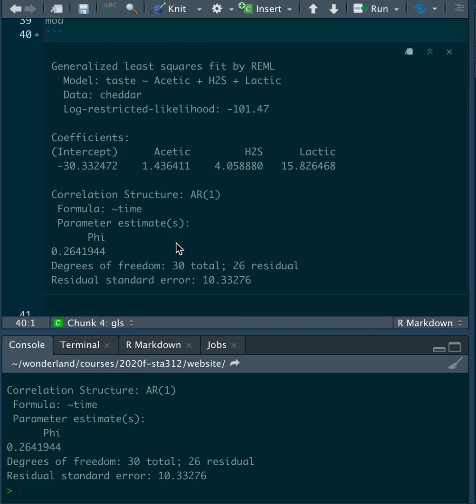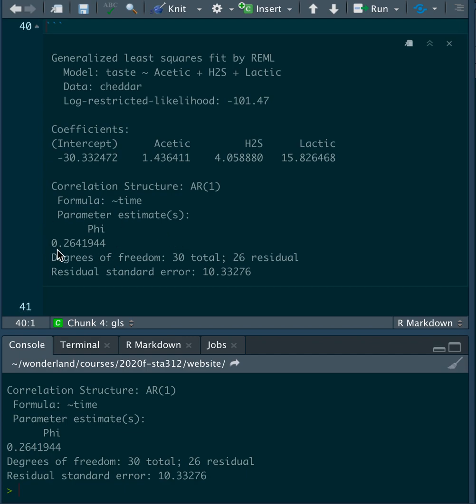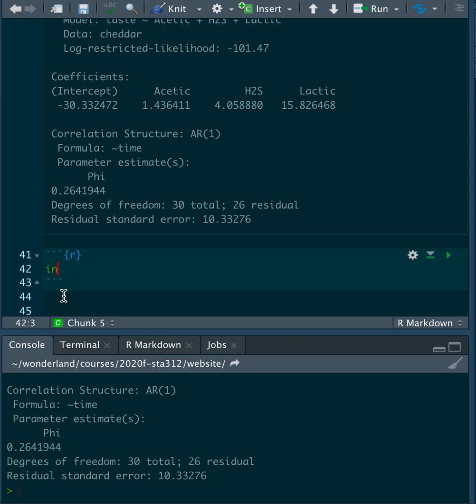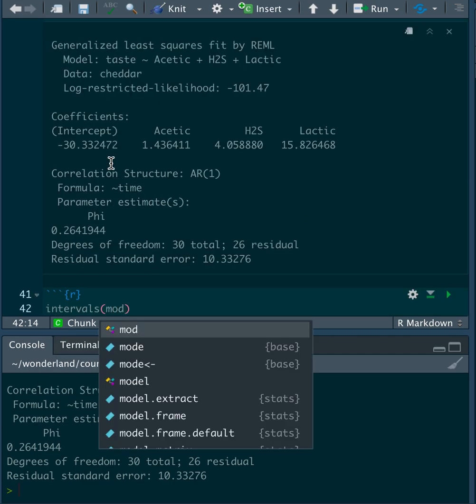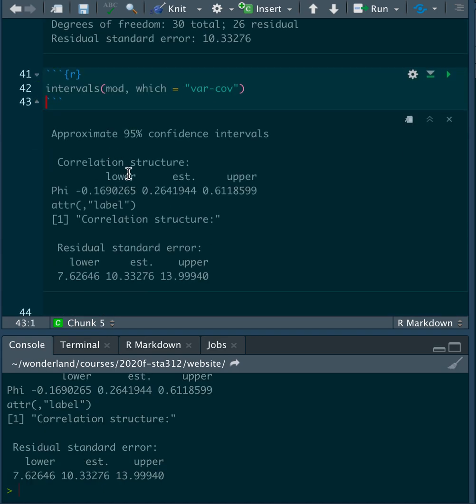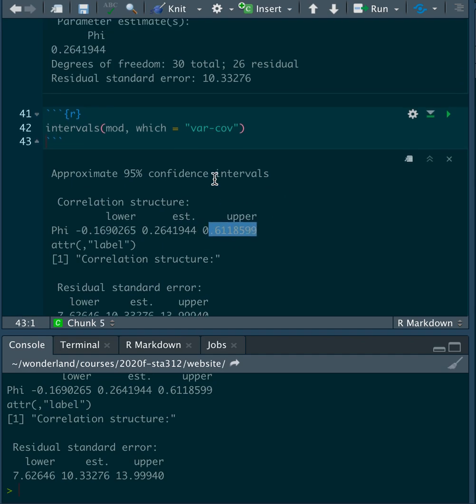And so my phi estimate here is 0.26. So that's saying that there's potentially this correlation of around 0.2. So not enormous, but not 0 either. Let's check out the confidence interval on that. So it looks like this confidence interval contains 0. The confidence interval goes from negative 0.169 to 0.6. So that's a pretty wide confidence interval.